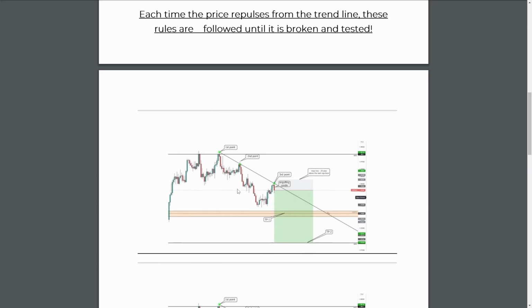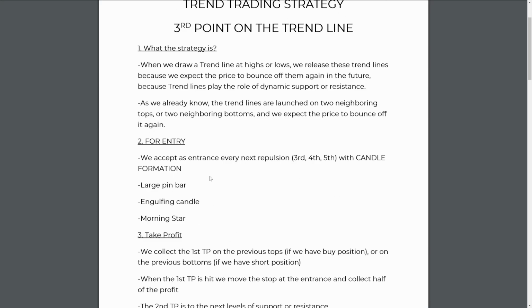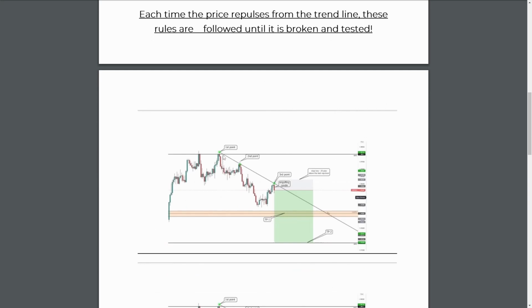When do we get into deals? Each subsequent repulsion is taken as entry, or when we draw the trend line on two adjacent tops or bottoms, we wait for the third, fourth, and sometimes even the fifth repulsion. The important thing about all these repulsions, in order to be valid, is to repel them with a candle formation. Always, with each touch of the trend line, do not rush to enter deals, but wait to see if a candle formation will be formed.